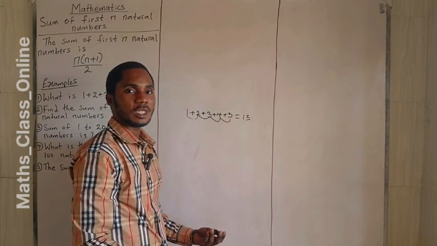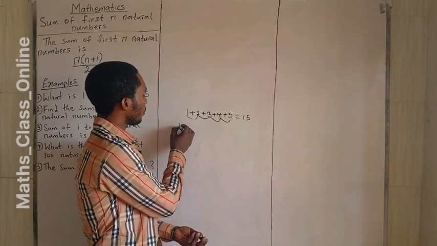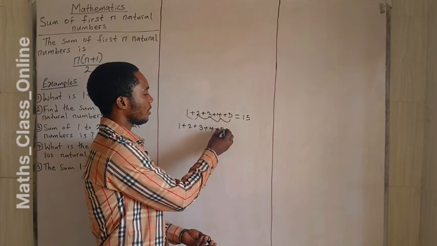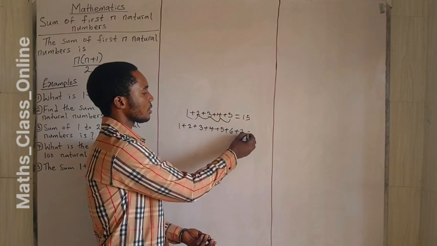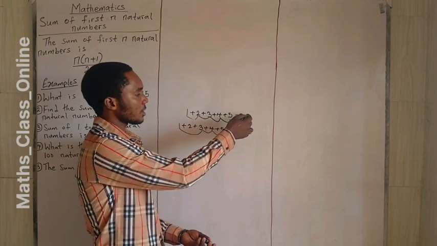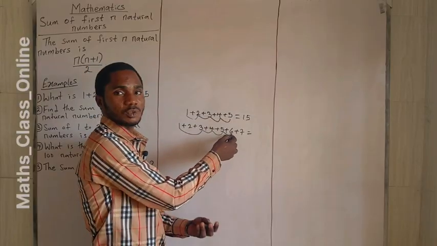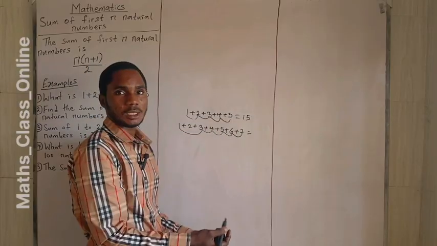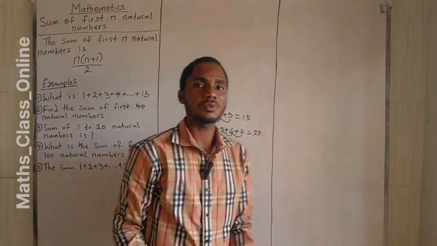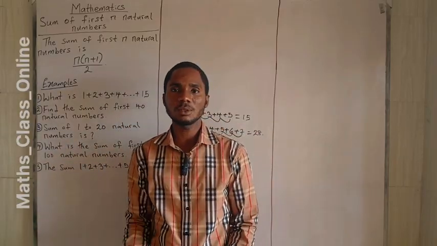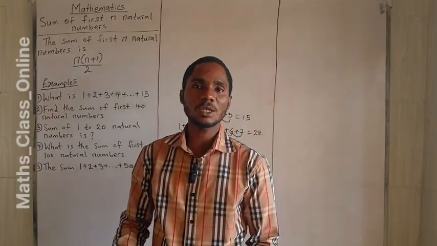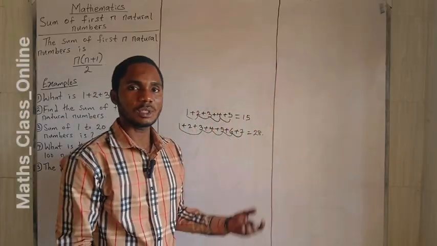What will be the sum of the first 7 natural numbers? 1 plus 2 plus 3 plus 4 plus 5 plus 6 plus 7. 1 plus 2 plus 3 plus 4 plus 5, that is 15. Plus 6, 21. Plus 7, that is 28. But what if we have to find the sum of the first 15 natural numbers? Are we going to use this approach? If we are to find the sum of the first 100 natural numbers, are we going to use this method?